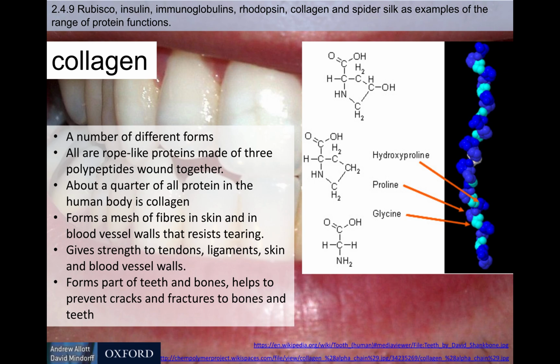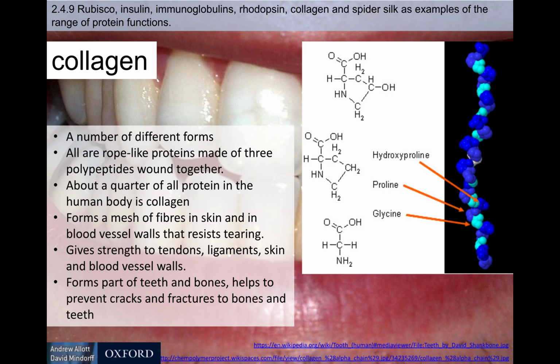Collagen. There are lots of different types of collagen throughout our bodies. It's not just in our skin, but you can see here the shape. It's kind of this meshy, long, circular shape, and it's a rope-like protein made of 3 polypeptides. So you can see 3 different colors here, 3 different proteins. This would be a quaternary structure protein. And about a quarter of all proteins in the human body are collagen.